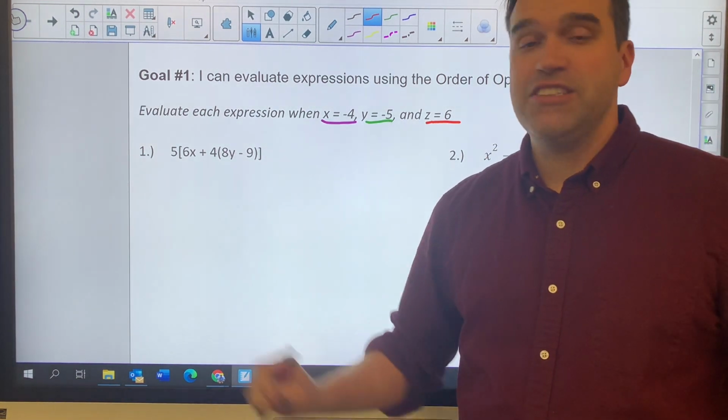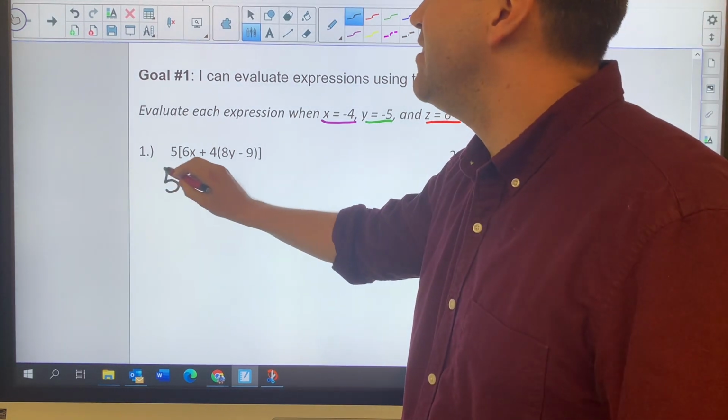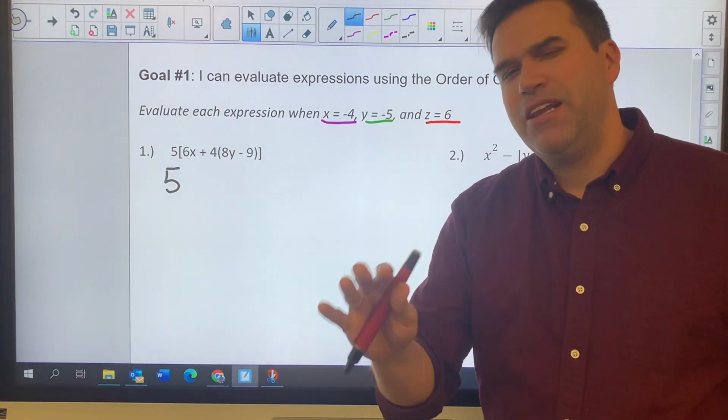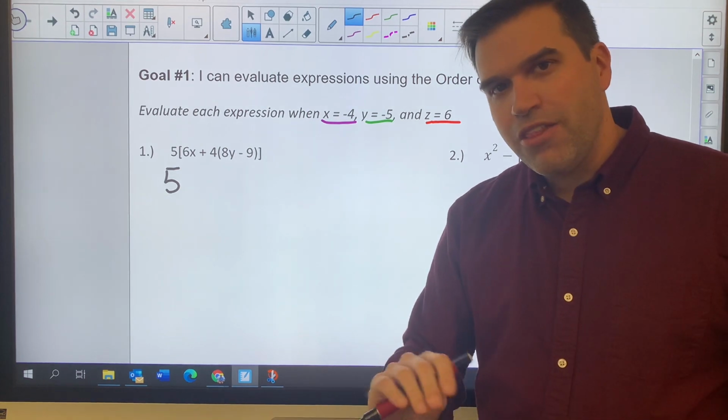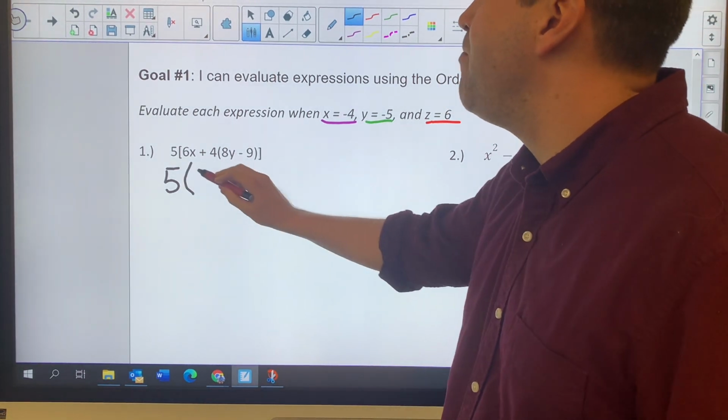So I'm going to rewrite this first expression. 5 stays the same. These little brackets might look confusing. Don't worry, they're just another way of putting parentheses. So I'm just going to use a parenthesis.